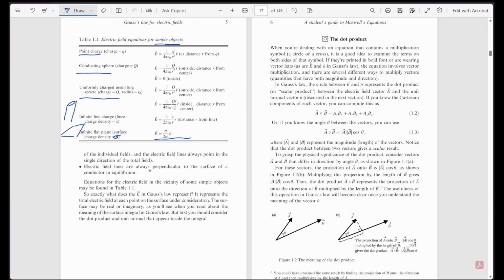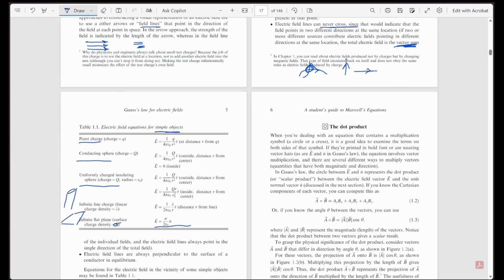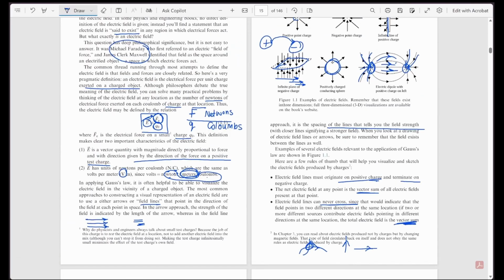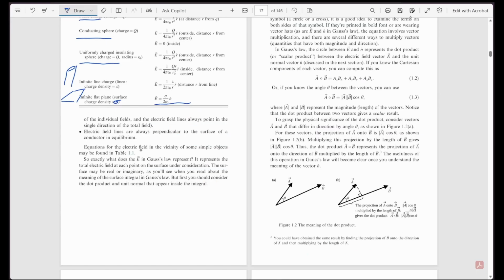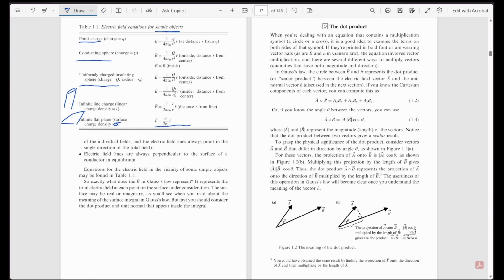Electric field lines are always perpendicular to the surface of a conductor in equilibrium. We could see that here. Here is the surface, and the electric field lines are just perpendicular to it. Equations for the electric field in the vicinity of some simple objects may be found in table 1.1.